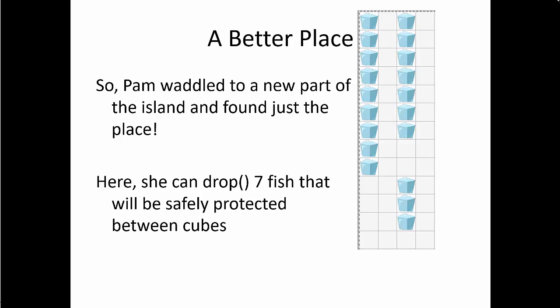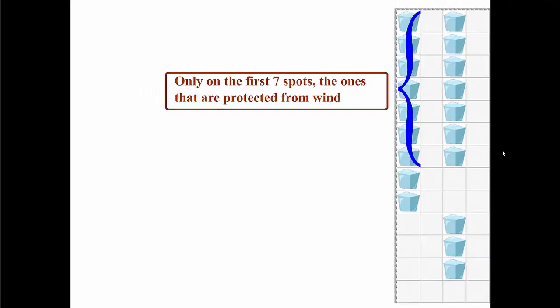So she found a place in the island that looks just like this. And by the way, this is the next assignment that you're going to do as soon as this video is over. And what she wants to do is only place fish in the first 7 spots. 1, 2, 3, 4, 5, 6, 7, right? These are the places where the wind will not be able to blow the fish away.